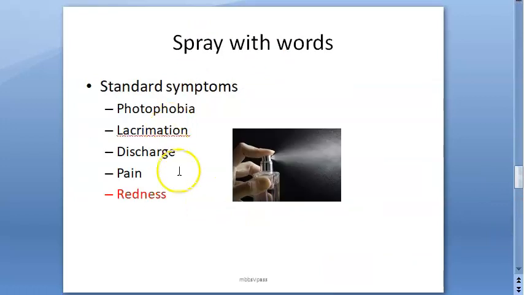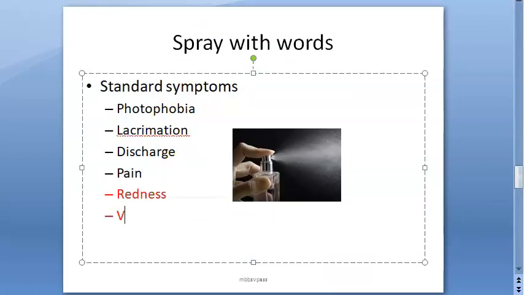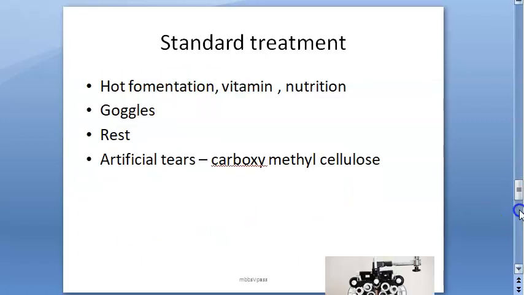Then, here you can also write vision is affected, right? Diminution of vision. So understand, guys, whenever there is optic nerve involvement, only that time they are saying loss of vision. Otherwise, it's always diminution of vision, okay?